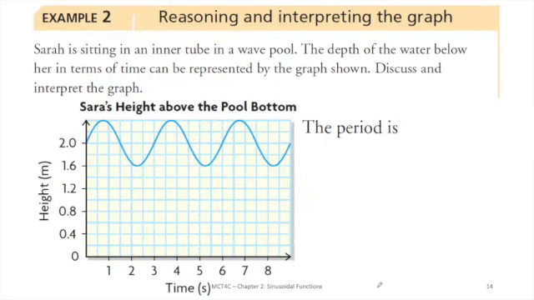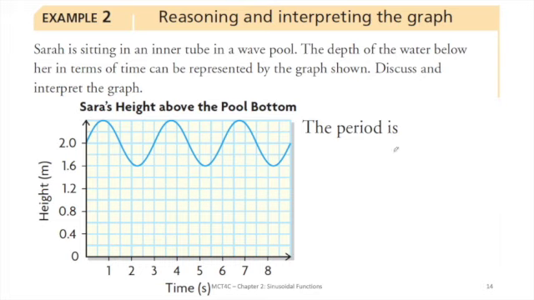And then one more example, we're just going to interpret a graph. So we're going to look at a sinusoidal and periodic graph, which is Sarah's height above the pool bottom. And we're going to figure out what our period is, what our equation of axes is, and what our amplitude is, just so that you know how to do that from a word problem, okay? So Sarah's sitting in an inner tube in a wave pool. The depth of the water below her in terms of time can be represented by the graph shown. Discuss and interpret the graph, okay?